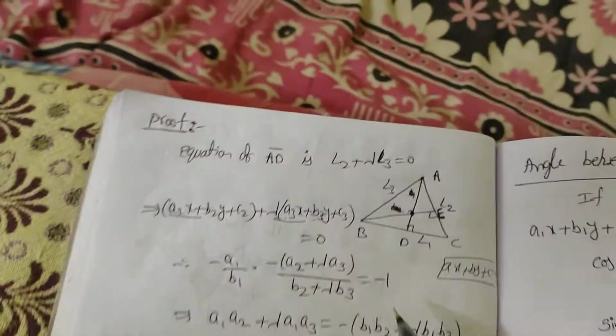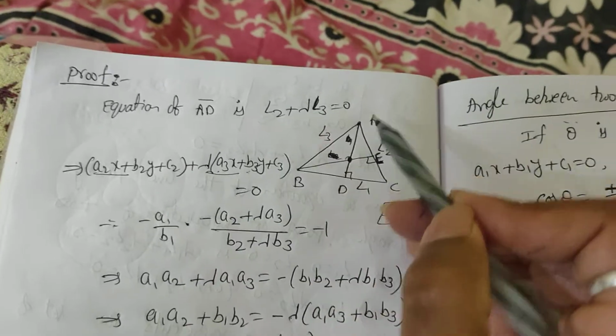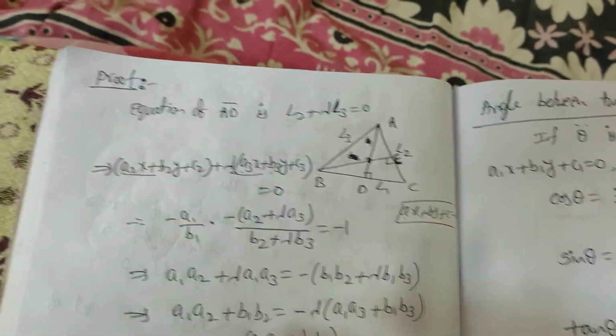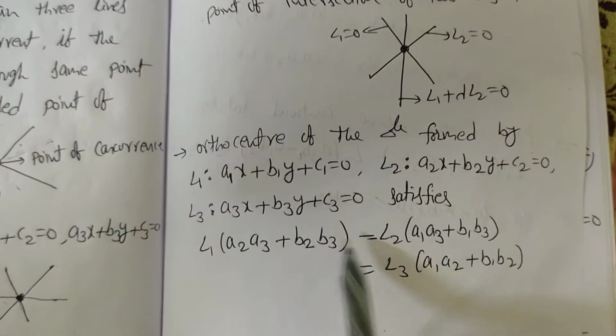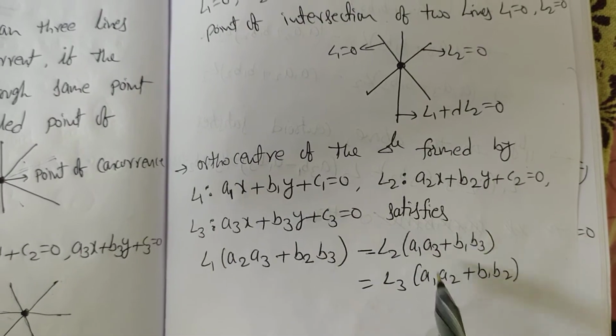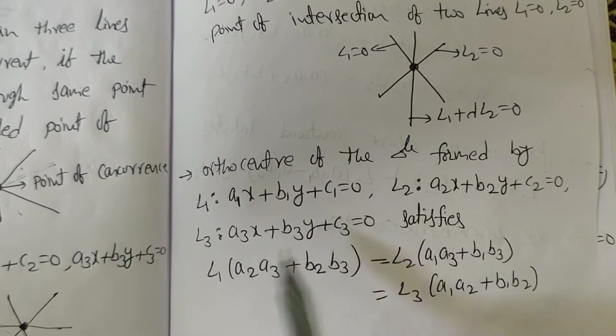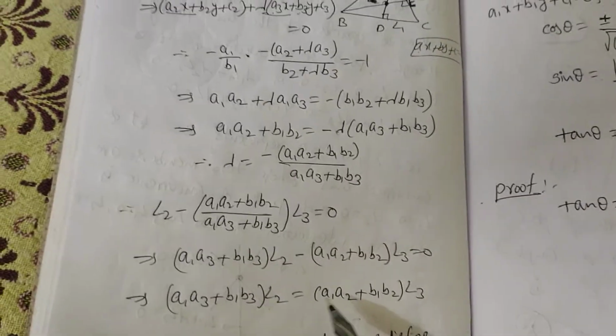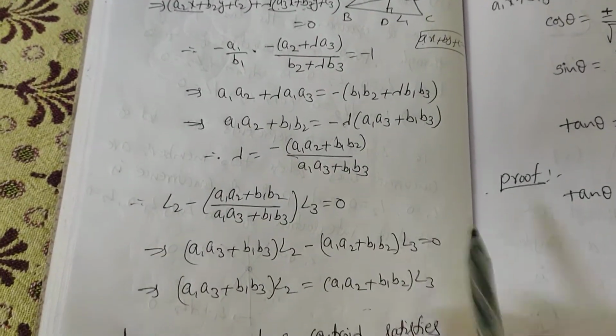So the same if you apply for BE. Here I applied AD. If you apply for BE, based on L2 and L1, you get this relation. So now you prove this one. If you prove this one, then all these three are equal. This is the proof of this one. Similarly we can prove. I am not proving it. Just remember the procedure.